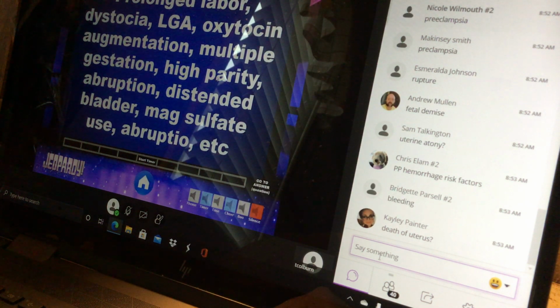It takes a long time to get that uterus back into that small shape. High parity, you've done it lots of times. Remember that lady who had 17 or 21 kids, whatever it was. Abruption, the placenta came off, and that increases your chance for bleeding afterwards, postpartum hemorrhaging. Distended bladder won't let that uterus clamp down like it's supposed to. Mag sulfate, what is mag sulfate used for? What kind of drug is mag sulfate?